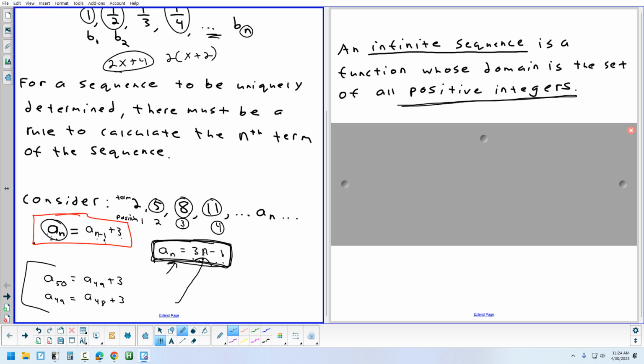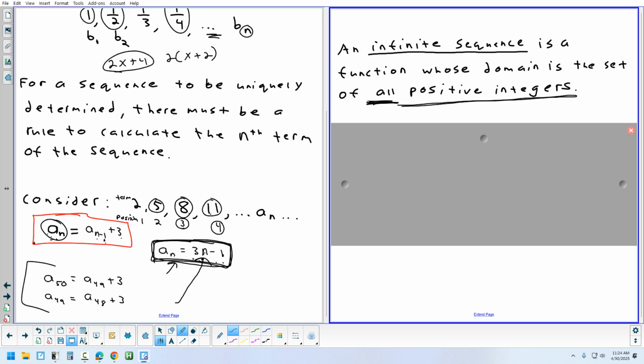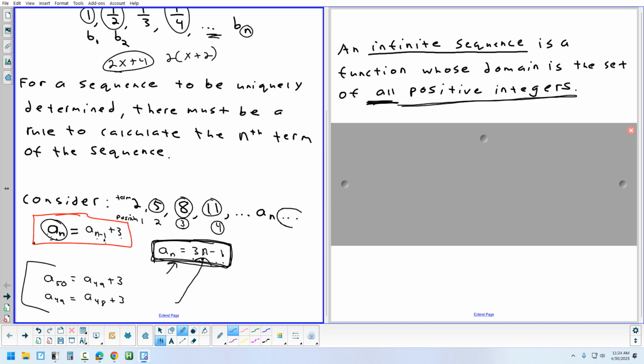You also can't fill in negative integers. There's no such thing as 0th place or negative first place, negative second place. No, you're in the first spot, second spot, third spot. Okay, so there has to be a positive integer you fill in. And if it goes on forever, you can go as high as you want. You want to know what the 10 millionth term will be? Well, it's going to hit a 10 millionth term eventually because it goes on forever.